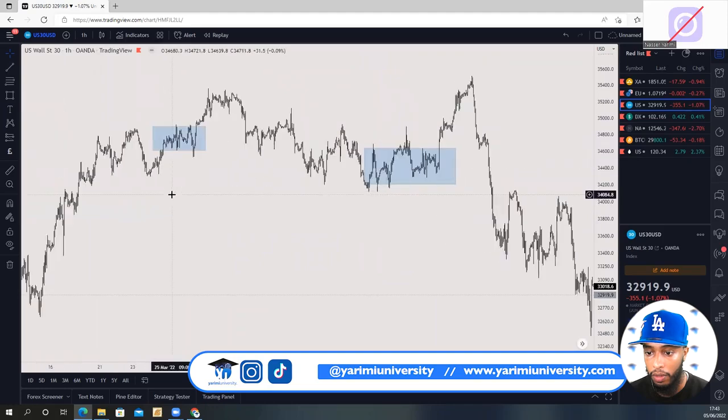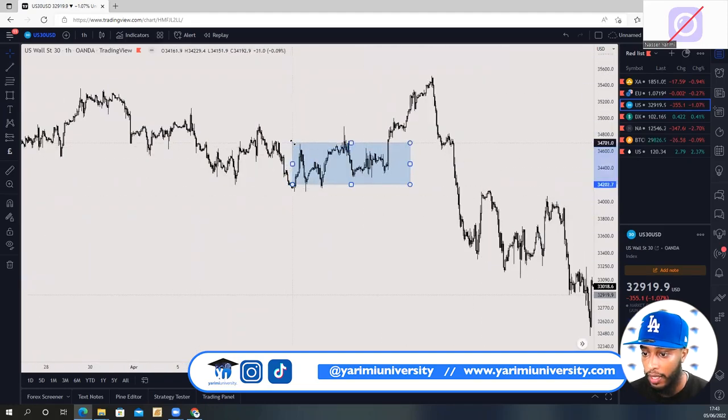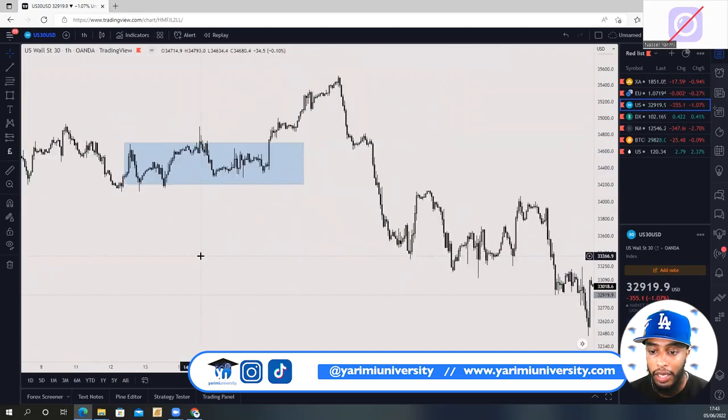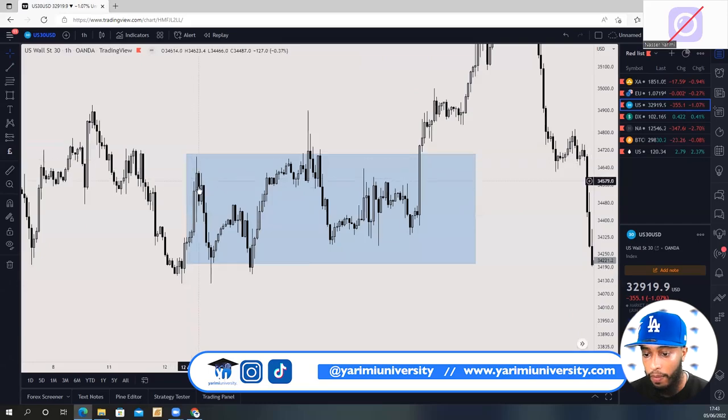Okay, so cool. Let's use this one actually. So what can we see here? This is an area where price is ranging. Price has not left this area. Can you see, guys? Whenever price goes up, it comes down. It's just stuck in this box. It's stuck in this range.